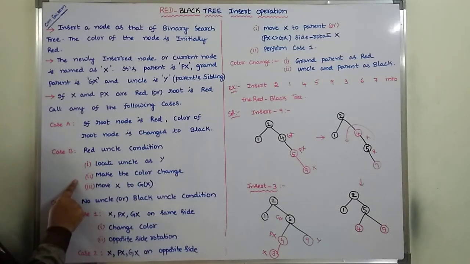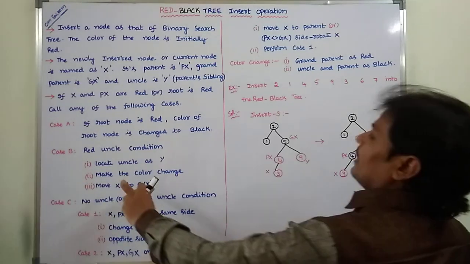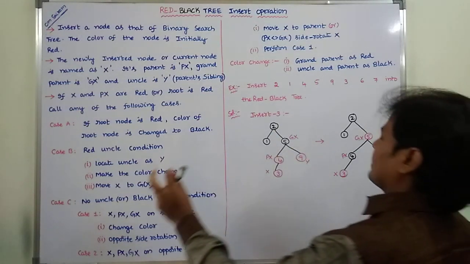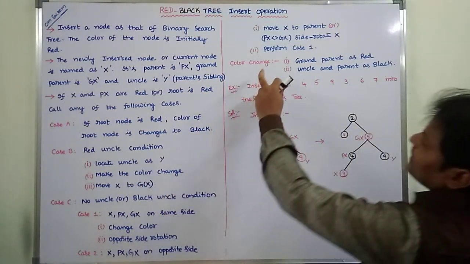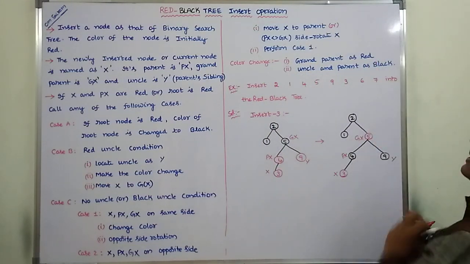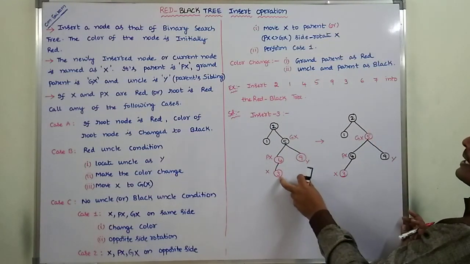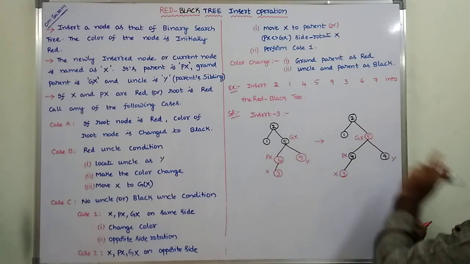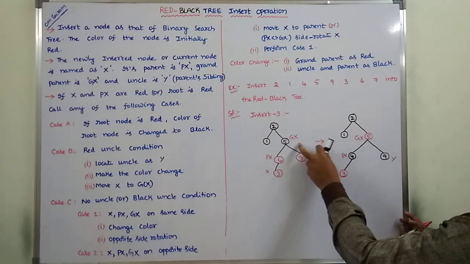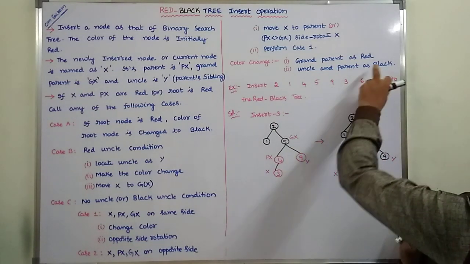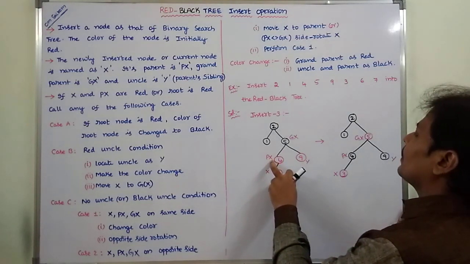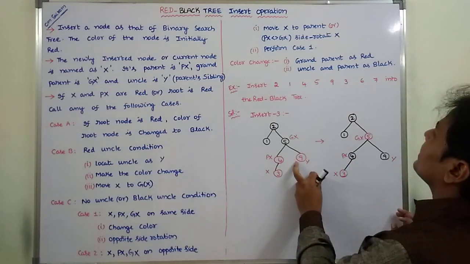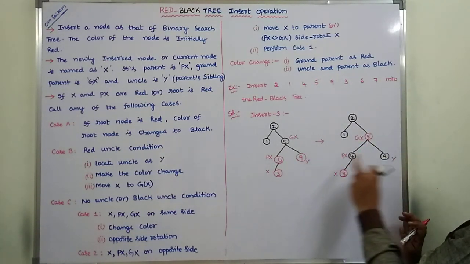Okay. Now we have to follow these 3 steps. Next, locate uncle as y. So here locate uncle as y. Next, make the color change. Go to this color change step. Grandparent as red. Here grandparent is 5. The grandparent of x is 5. So 5 is a black node, that can be changed to red color. So the grandparent color is changed from black to red. Uncle and parent as black. Here parent is 4, this is a red node, it can be changed to a black node. Here the uncle is a red node, it can be changed to a black node.